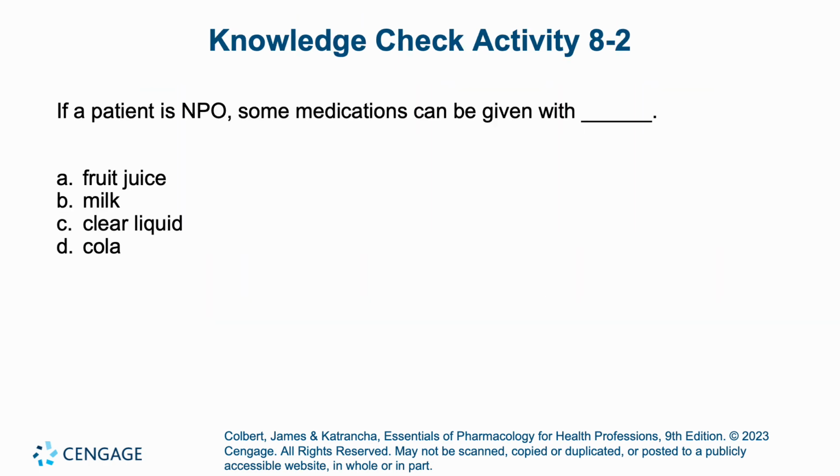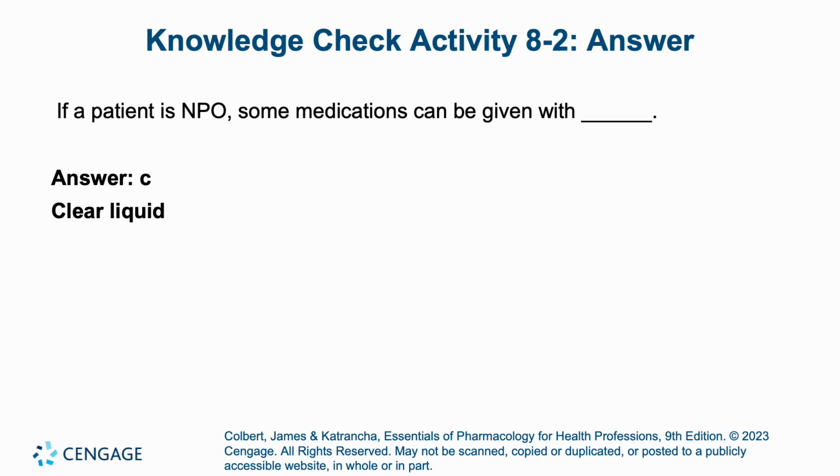Knowledge check. If a patient is NPO, some medications can be given with A, fruit juice, B, milk, C, clear liquid, D, cola. Answer is C, clear liquid. And this brings up a point that even if they're not NPO, if we're giving medications, we should always be giving them for the most part with water.